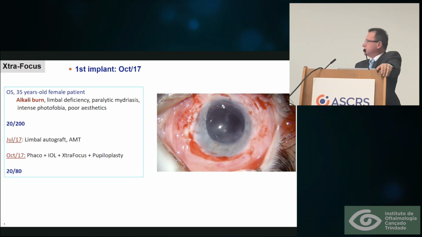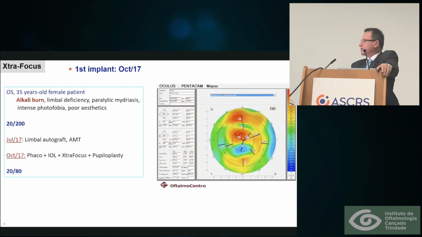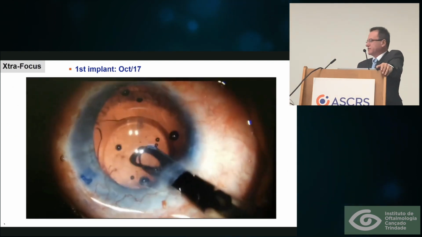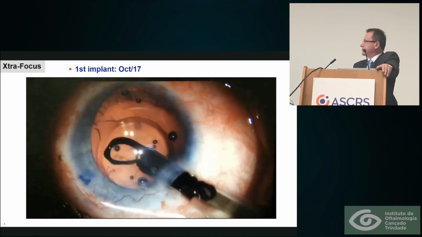Then I did clear lens extraction. She didn't have cataract, but due to the intense photophobia, and because I wanted to implant the extra focus, I removed the crystalline lens and primarily implanted the extra focus, and I performed a pupilloplasty due to the mydriasis. She had 20/80 vision. This was her topography. You can see a very irregular topography.